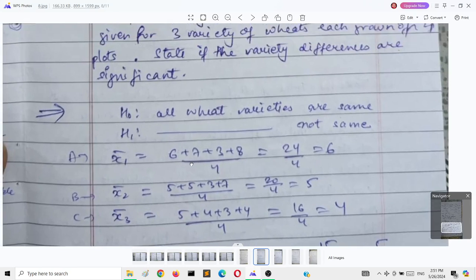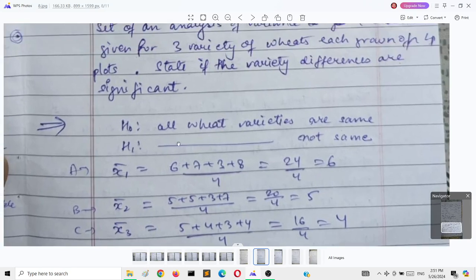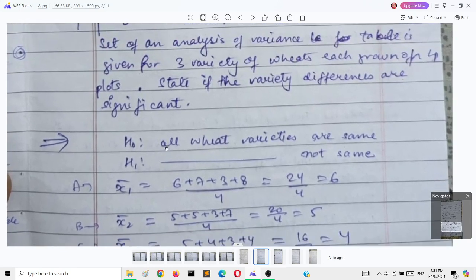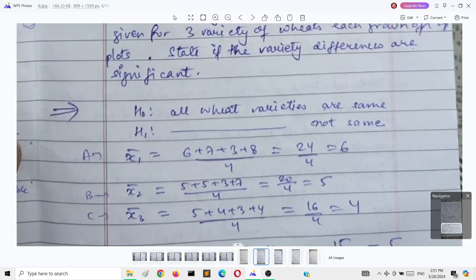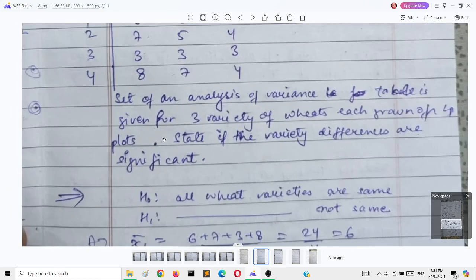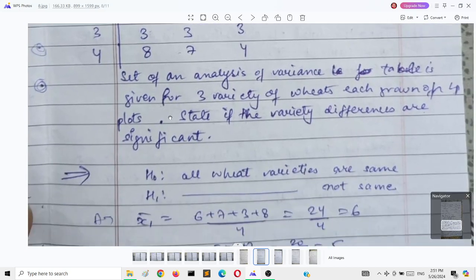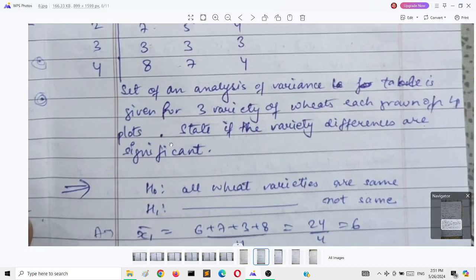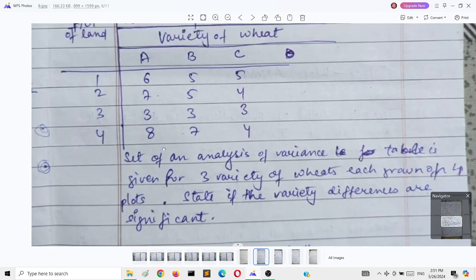So let's actually calculate, following our steps. First we will calculate the mean, right? Mean of sample 1. So sample 1 is nothing but say x1 bar. So x1 bar is actually the variety. So you are getting the samples of the variety 1, variety A, variety B, variety C, and so on.